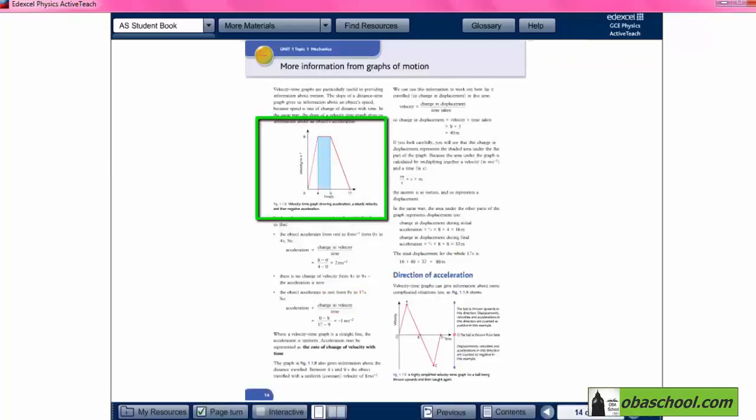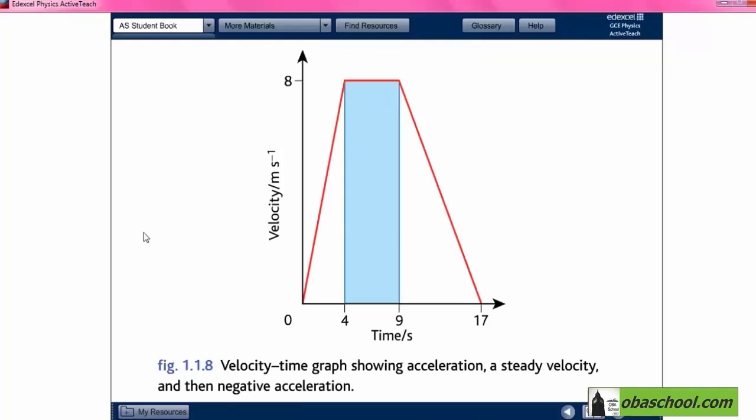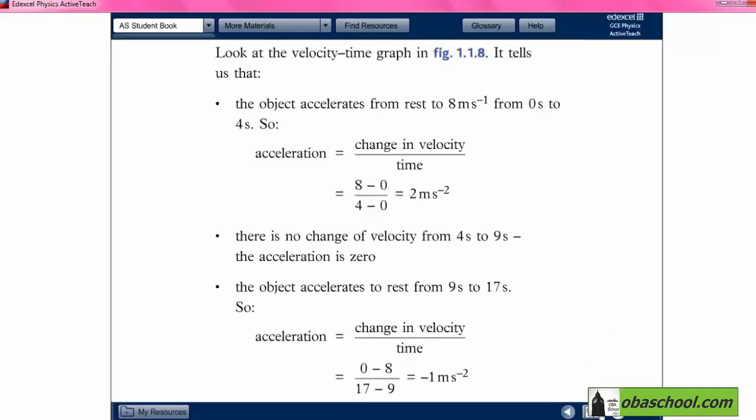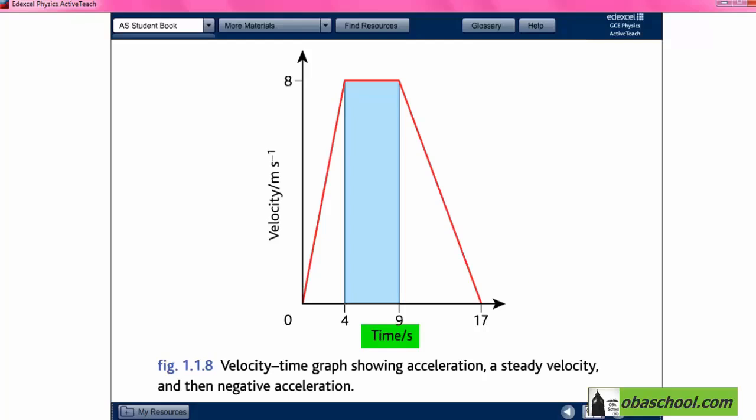Now let's see the example in figure 1.1.8. We have here a velocity time graph showing acceleration, a steady velocity, and then negative acceleration. If you press on this button, here we have on the x-axis the time and the unit is seconds, and on the y-axis we have the velocity and the unit is meter per second.